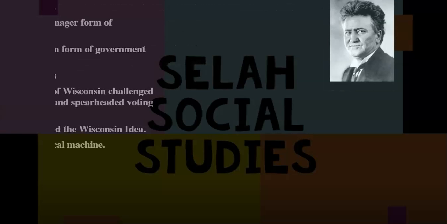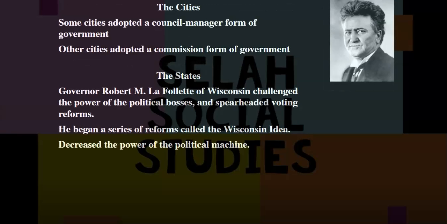It is here where progressives worked tirelessly to reduce the power of corrupt political machines by doing things such as ending corrupt ballot practices and adopting secret ballots. Some government officials turned to progressives to aid in change. Robert M. La Follette was a Republican governor from Wisconsin who aligned himself with the Progressive Party. He challenged the power of the political bosses and spearheaded voting reforms called the Wisconsin Idea, which severely limited the power of political bosses and was successful enough to spread to other states.